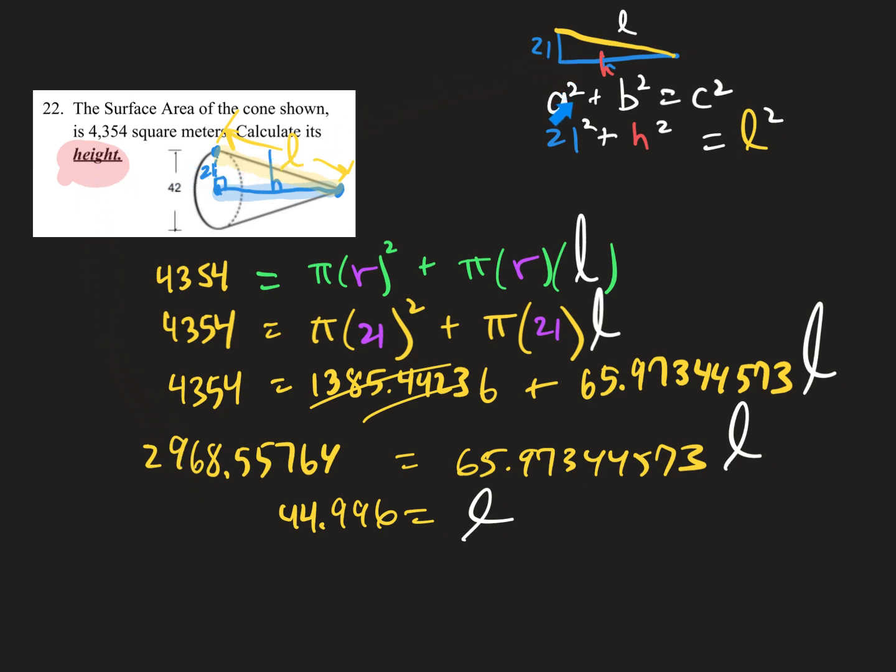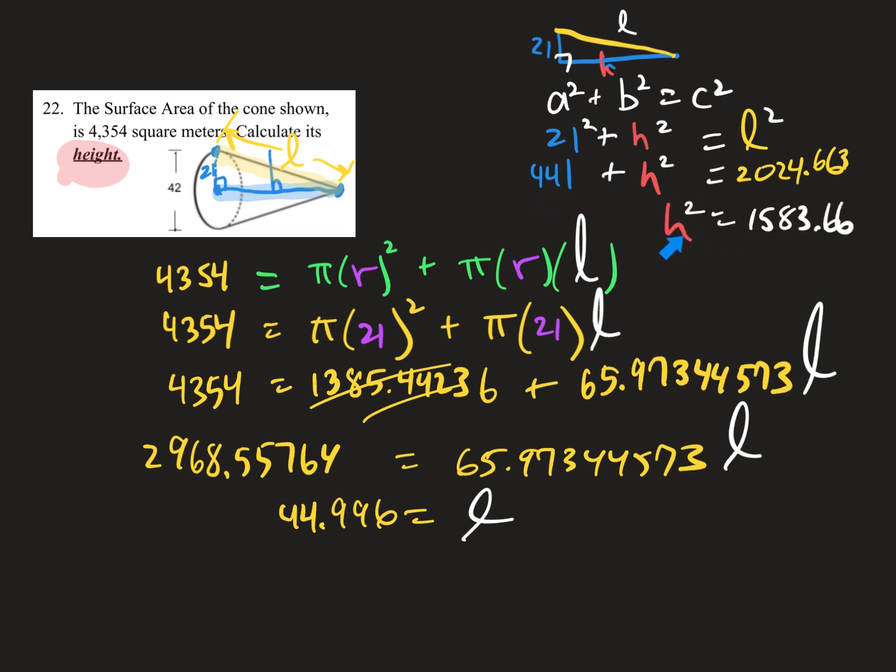Now that we know the slant height, we can find the height using the right triangle and the Pythagorean theorem. Leg squared plus leg squared equals hypotenuse squared. Slant height, which is the hypotenuse of this right triangle, is 44.996. Let's substitute it in, and we'll find h. All right, so 44.996 squared gives us this, and we'll subtract the blue 441 from both sides.